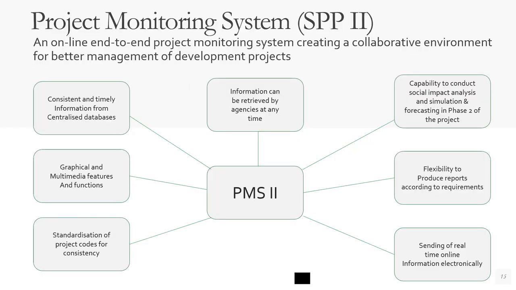For the summary of SPP2: first one, consistent and timely information from a centralized database. Second one is graphical and multimedia features and functions. Third one is standardization of project codes for consistency. Fourth one is information can be retrieved by the agency at any time. The fifth one, capability to conduct social impact analysis, simulation and forecasting in phase 2 of the projects. Sixth one is flexibility to produce reports according to requirements. And the last one, sending of real-time online information electronically.